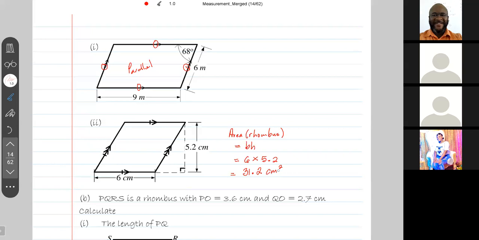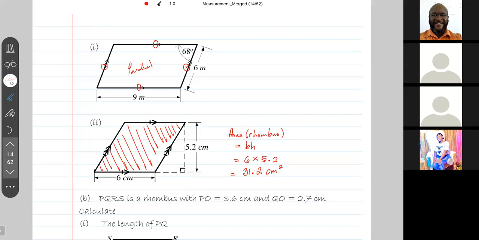Just a reminder, remember that area is a measure of surface. So when you calculate the area, what you're calculating is the amount of that shaded space. You're calculating a value for the amount of that shaded space. Area is measuring what? Surface. So the 31.2 centimeter square is that shaded area.